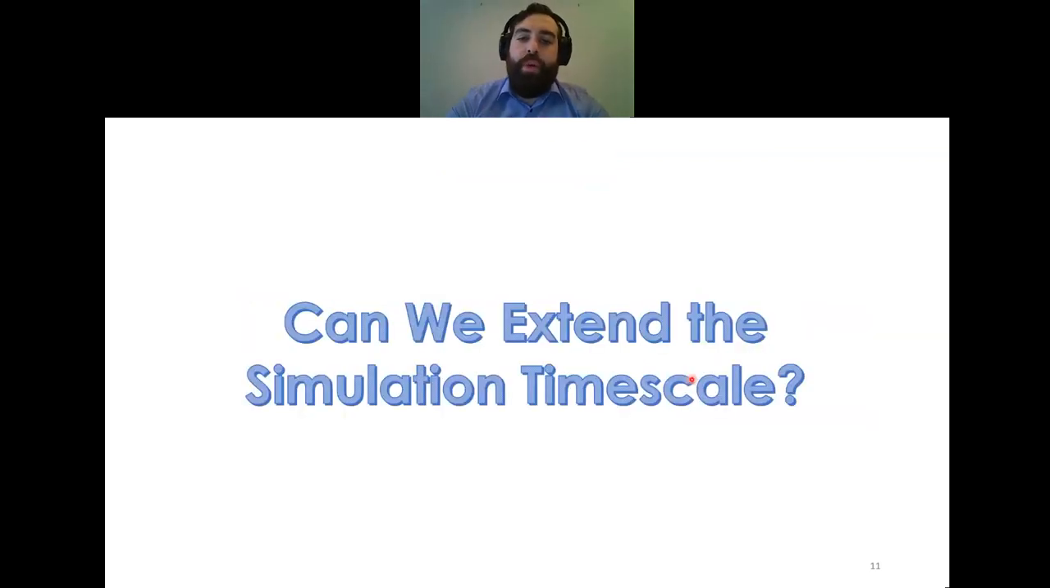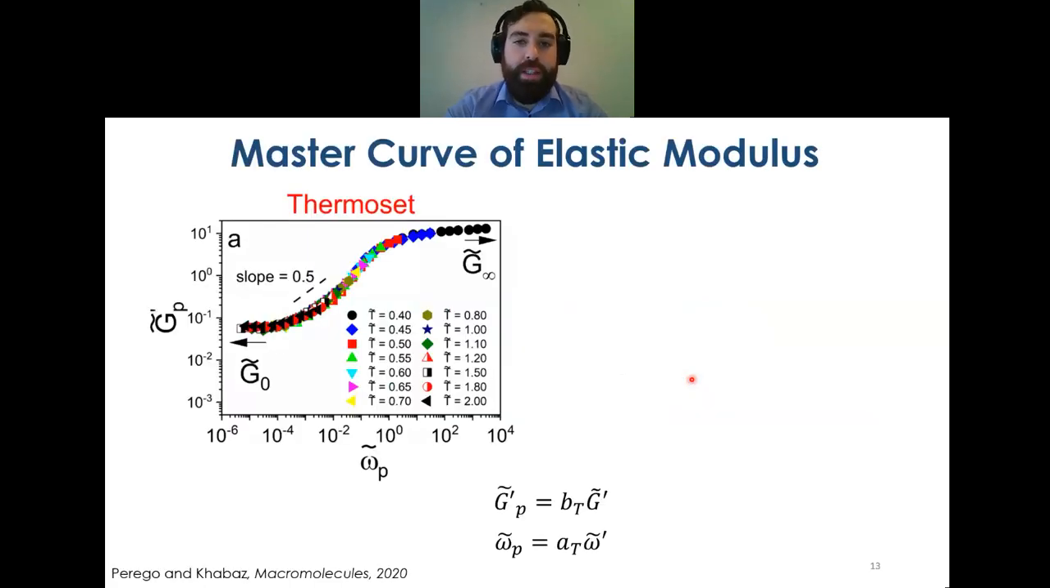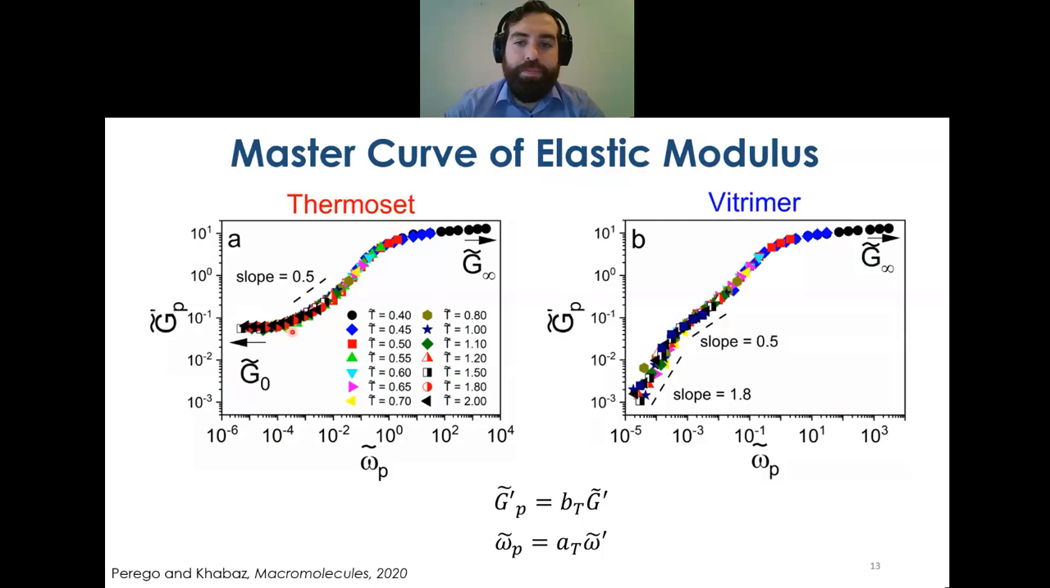The question now is, can we extend the simulation timescale and pull out the whole rheological behavior of both the thermoset and the vitrimer? And it turns out we can. So we can apply the principle of time temperature superposition due to the self-similarity of the curves, and we can use some vertical and horizontal shift factors, and by choosing a reference temperature, which in our case was 0.6, we can collapse all these curves into master curves. And for the thermoset we can clearly see what we would expect: the glassy regime, the transition regime, and the rubbery plateau.